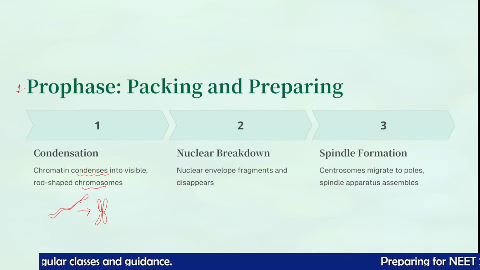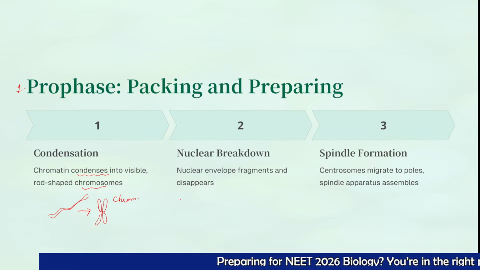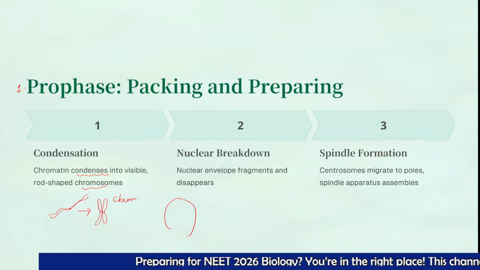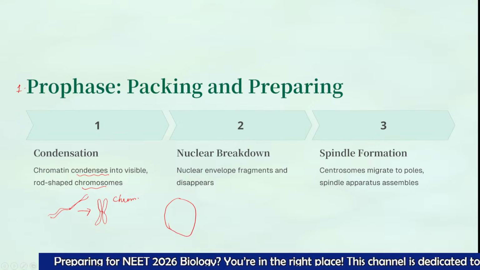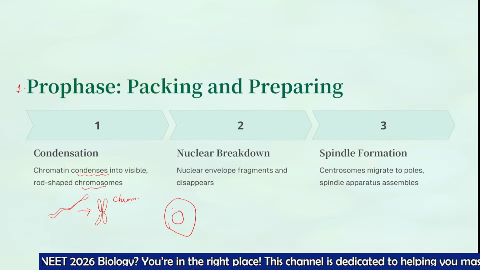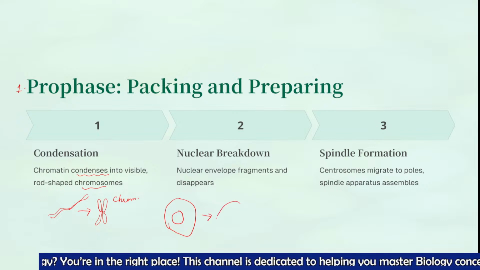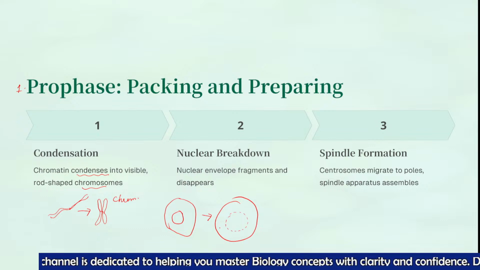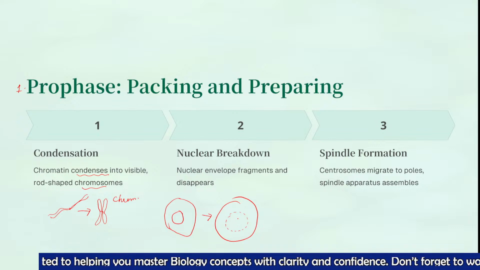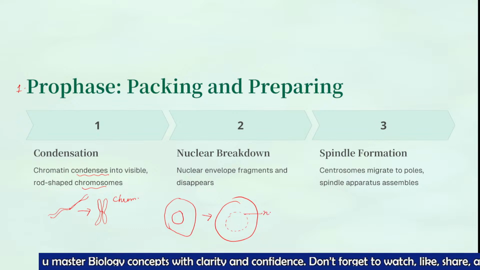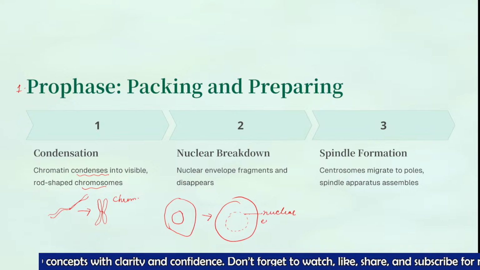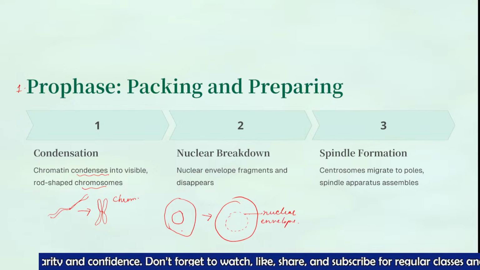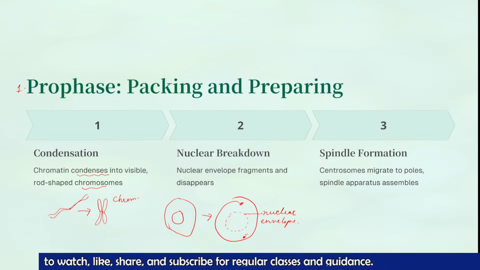So thickening of the chromatin fibers into chromosomes takes place in the prophase stage. Before cell division, the cell is surrounded by the nucleus, right? And this nuclear envelope will disintegrate during the prophase. Okay, so the disintegration of the nuclear envelope takes place. And asters are the astral fibers with the spindles there.